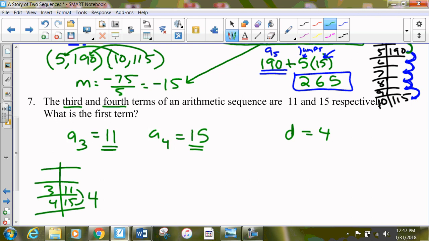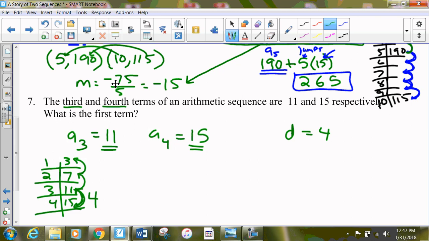They want my first term. This one, the numbers are great. I could just keep working backwards, right? As I move down the table, I'm adding 4, but as I move up the table, I'm subtracting 4, right? So if my 3rd term's 11, 11 minus 4 is going to give me that 7, right? And 7 minus 4 is going to give me 3. So my first term is 3.